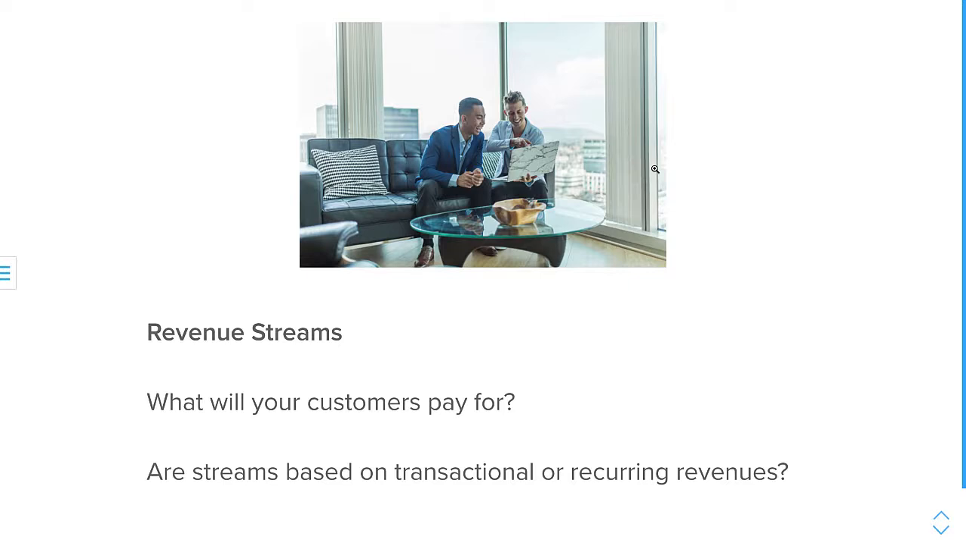And of course, now let's think about revenue streams. What will your customers pay for? What are your streams based on? Are they transactional, one-on-one, or are they recurring revenues? Recurring revenues relate to the subscription base. So if I subscribe to a wine club, and I pay $40 a month, and they're going to send me 3 wines every single month.